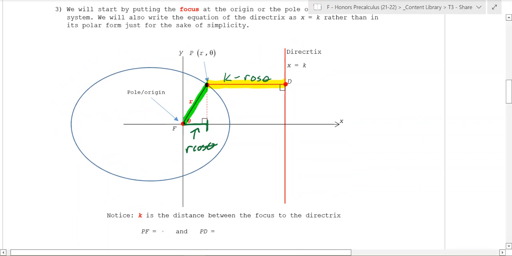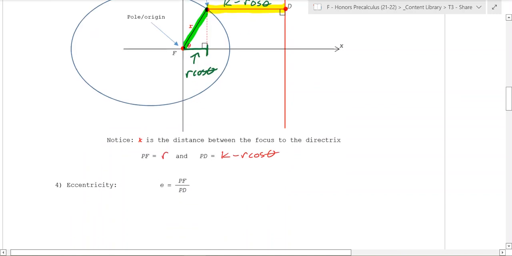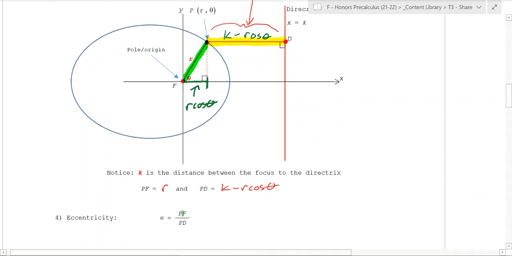I'm just calling that r right there. And PD, which is this distance right here, we know is going to be k minus r cosine theta. So we have those two distances right there. So the eccentricity is PF. Again, PF is the green right there, and then you have PD. So we have a little bit more information to work with.